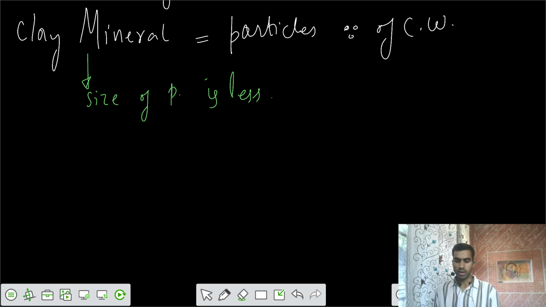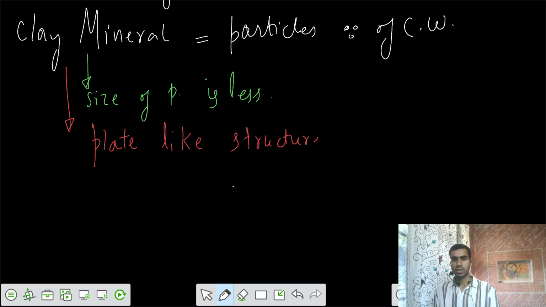Okay, clay minerals mostly have a plate-like shape, plate-like structures. The clay particles have plate-like structures. In this way, if you zoom in, the particles have plate-like structures.